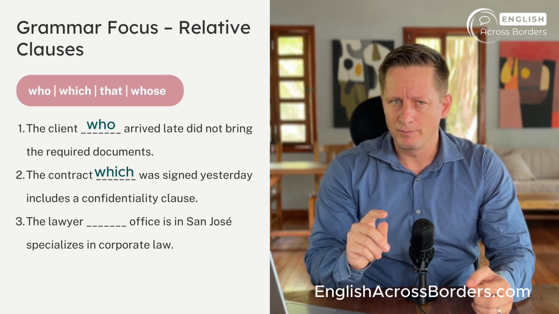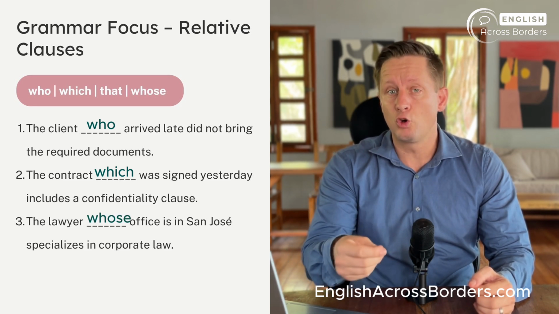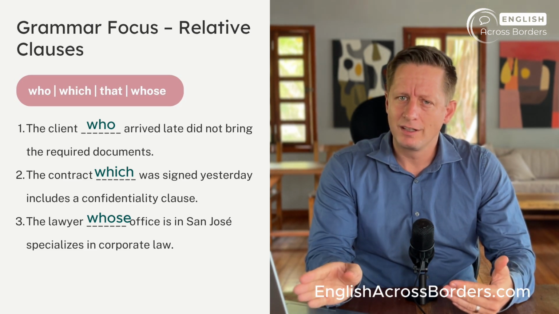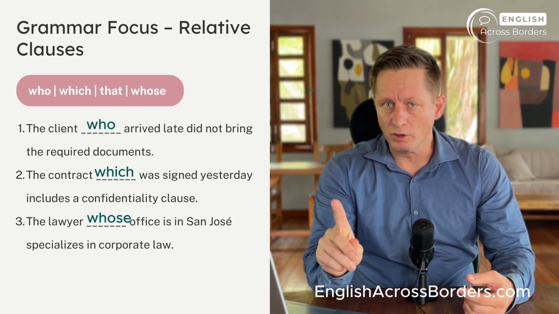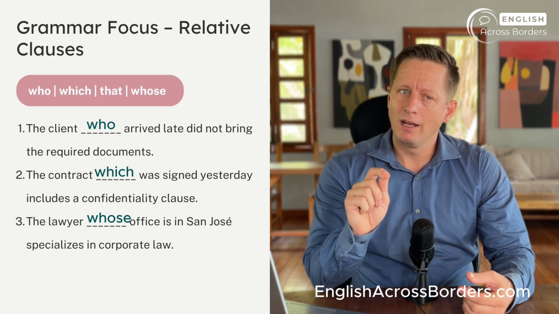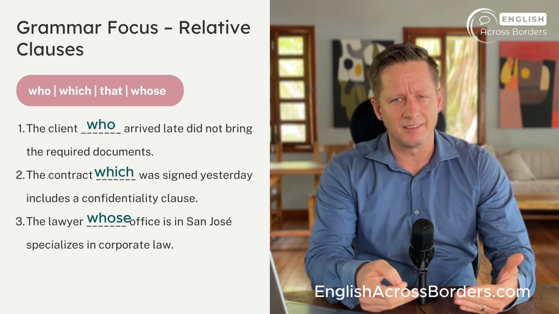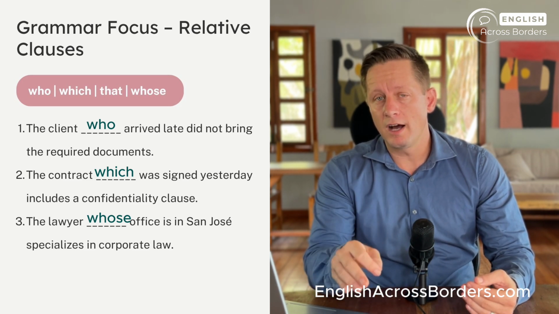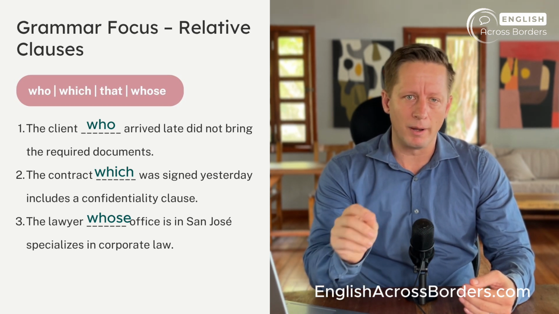Now look at this one. The lawyer whose office is in San Jose specializes in corporate law. Here, we're using whose to show possession. It connects the lawyer to their office. We're not just talking about any lawyer. We're talking about the one who owns an office in San Jose. In legal conversations, especially when describing professionals or businesses, relative clauses like this keep things clear, organized, and accurate. And that's exactly what legal English is all about.